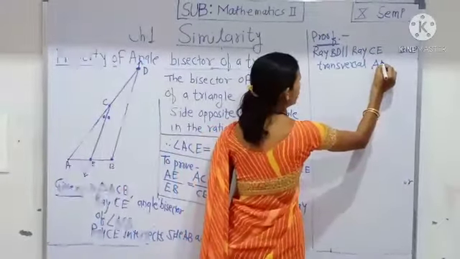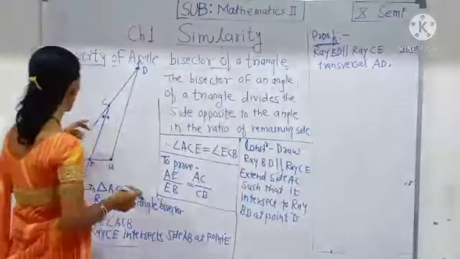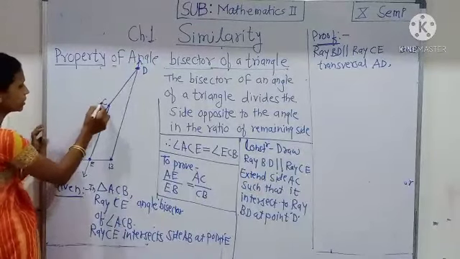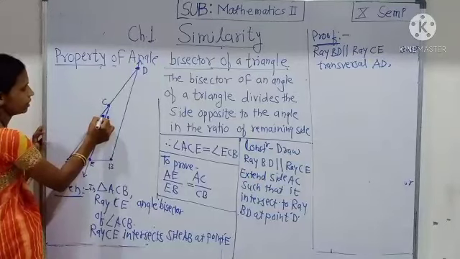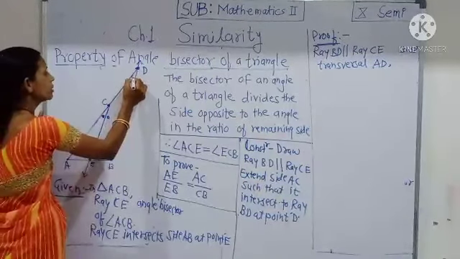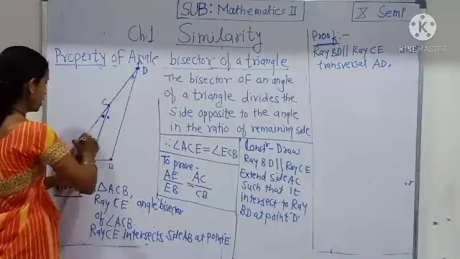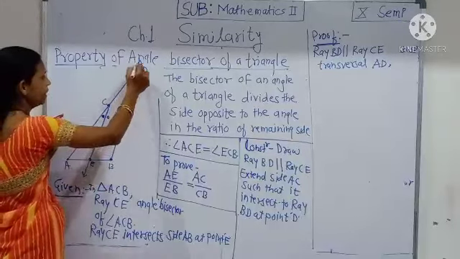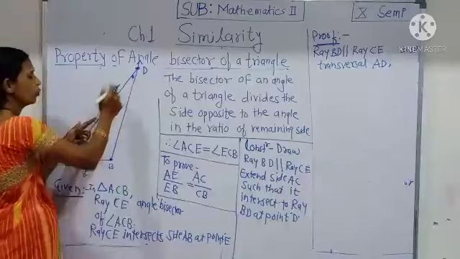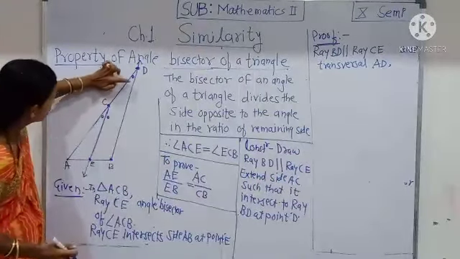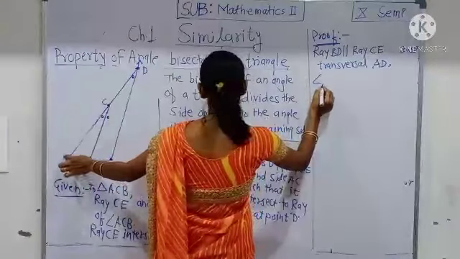Transversal AD. Therefore, in here, angle ACE, that is this angle, is equal to this angle. That means these are lines parallel to each other, and that is the transversal AD. Therefore, these two angles are congruent. Why? Because corresponding angles are there. These are corresponding angles.